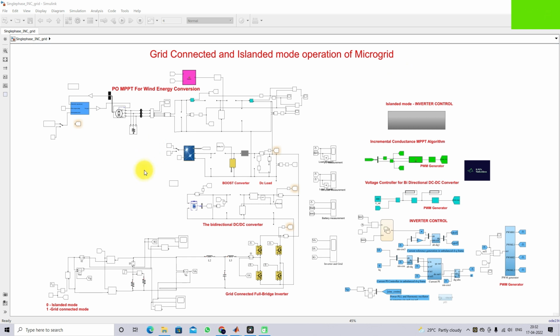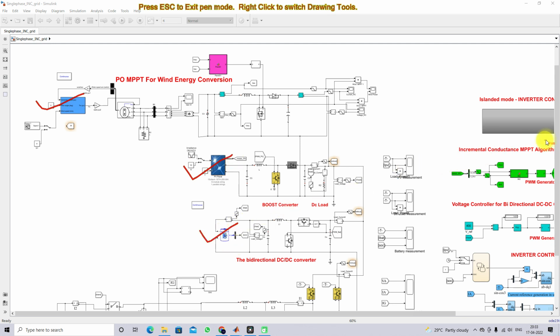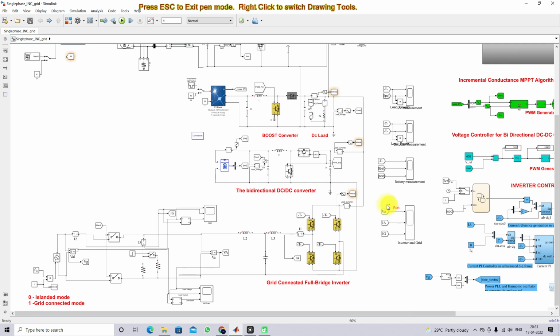So this is the Simulink model we developed for testing of microgrid in grid connected mode and islanded mode operation. The microgrid consists of the wind energy systems, and then PV power generation and then battery storage, and also they have inverter and then AC load as well as DC load. And finally this system is going to be connected via grid system.